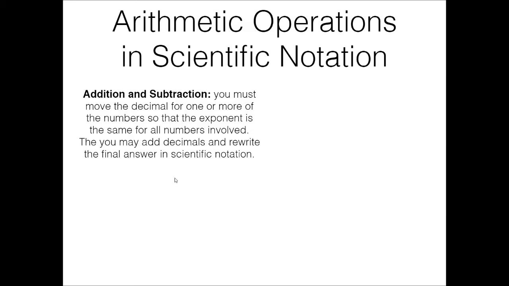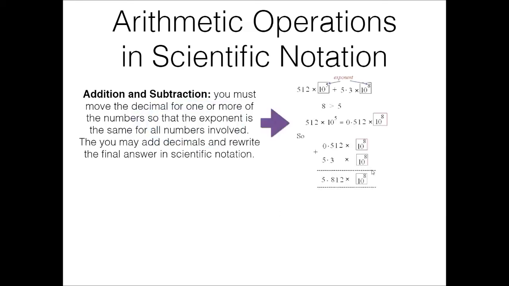So that means sometimes you might have to move a number out of standard scientific notation, the real scientific notation, in order for those exponents to be the same. Let me show you what I mean. 512 times 10 to the 5 plus 5.3 times 10 to the 8th. We've got a problem here. These exponents don't match. Now, 8 is greater than 5, and so what it says is to change the other one so that the 10 to the 5 becomes 10 to the 8th. What would I have to do to make this exponent 10 to the 8th?